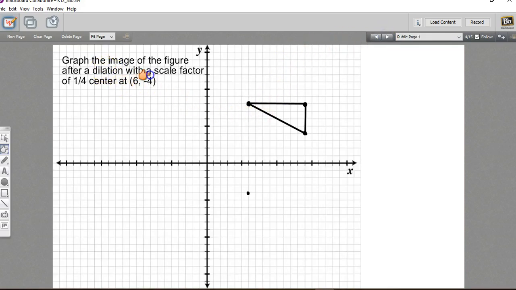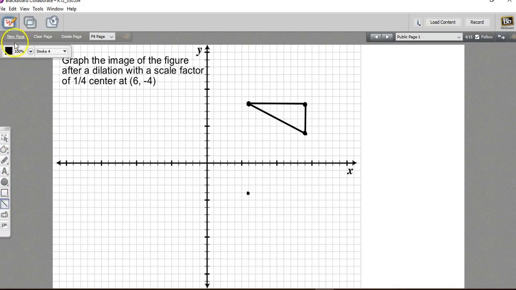It says graph the image of the figure after a dilation with a scale factor of 1/4 and centered at (6, -4). So they will give you an image, a pre-image, and they'll want you to graph it. With a non-origin center, I mean it's not at (0, 0). It's down here at (6, -4). So this is what I like to do.